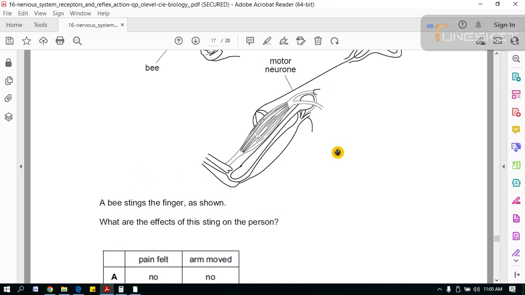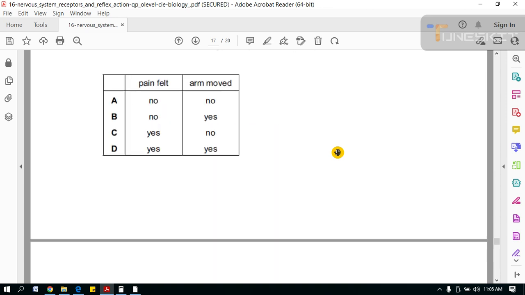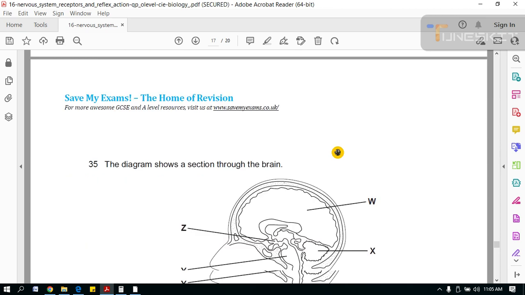So if a person will not be able to feel that pain, how can he move his arm? So it means no arm movement. So option A is correct, dear students. Option A is correct. All right.